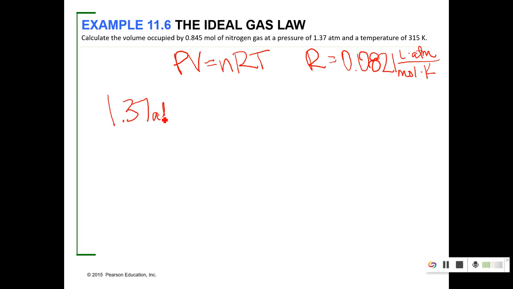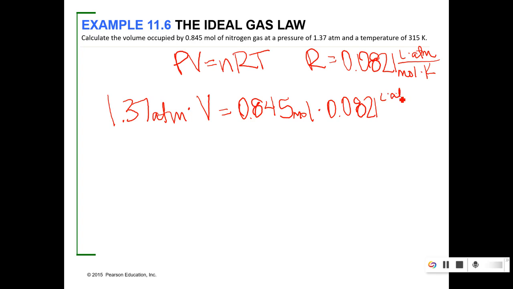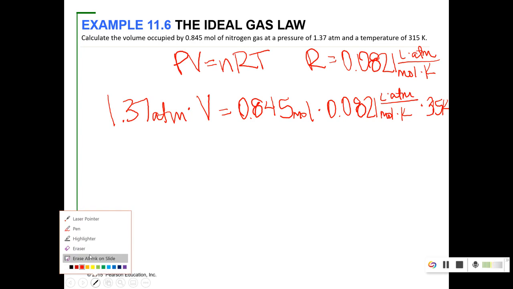All right, so my pressure is 1.37 times V. That's what I'm looking for. Moles, 0.0845. Sorry, not 0.0845, 0.845 times 0.0821 times 315 Kelvin. Okay, some people at this point are confused about how we're doing the units.